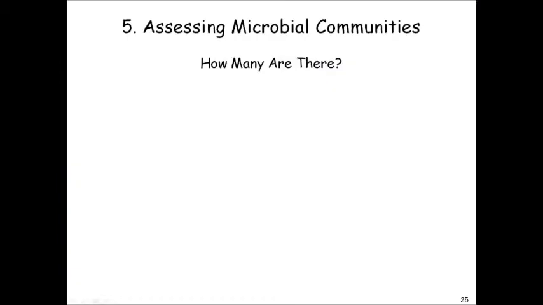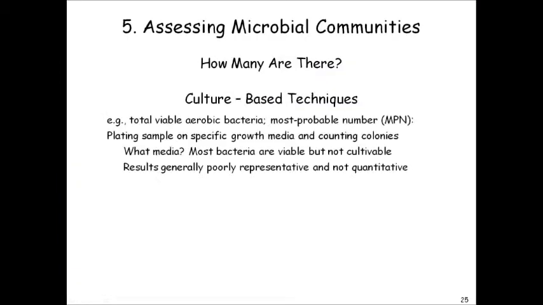So a typical question we might have is, how many organisms are present? One way to approach it, the old way, is a culture-based technique. And typically you get total viable bacteria or most probable number of bacteria. Essentially what this involves is plating a sample of water on a specific growth medium and counting the number of colonies that form. Presumption is that each colony represents a microbe that's active in that system.